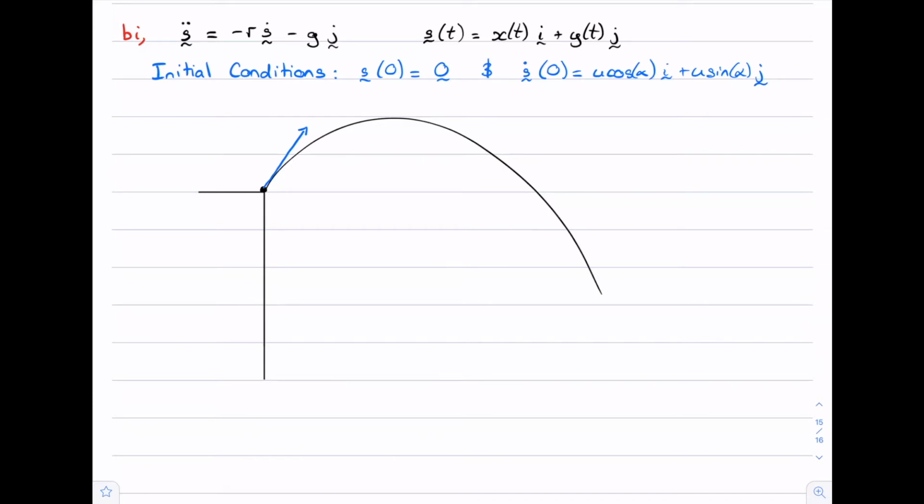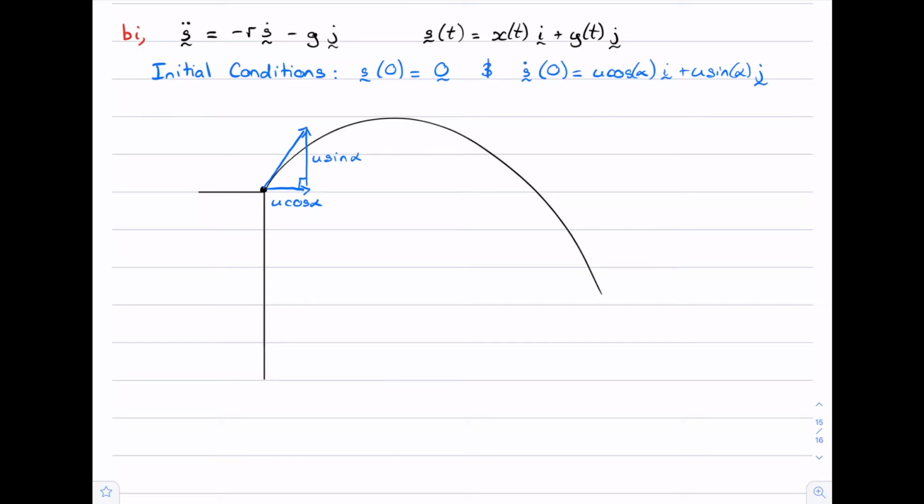Now we can decompose that into its x and y components, given by these two values. The x component is going to be like this, and that has value u cos alpha. The y component is this part of our vector, and it has value u sine alpha.